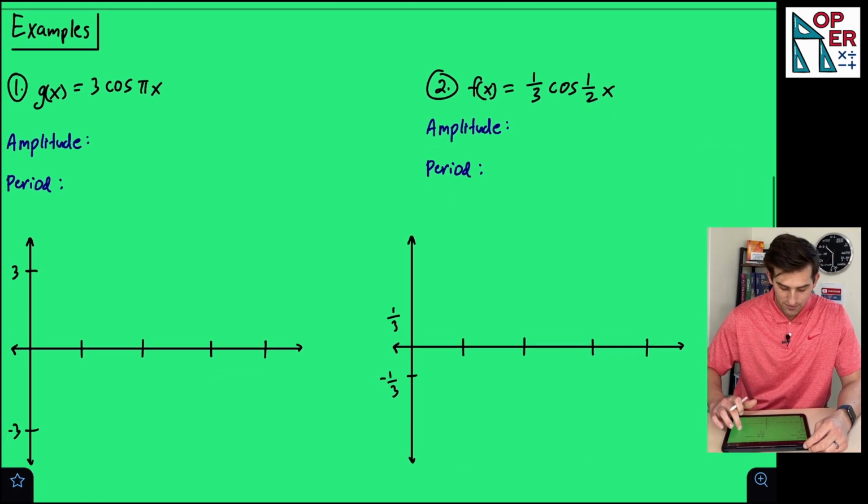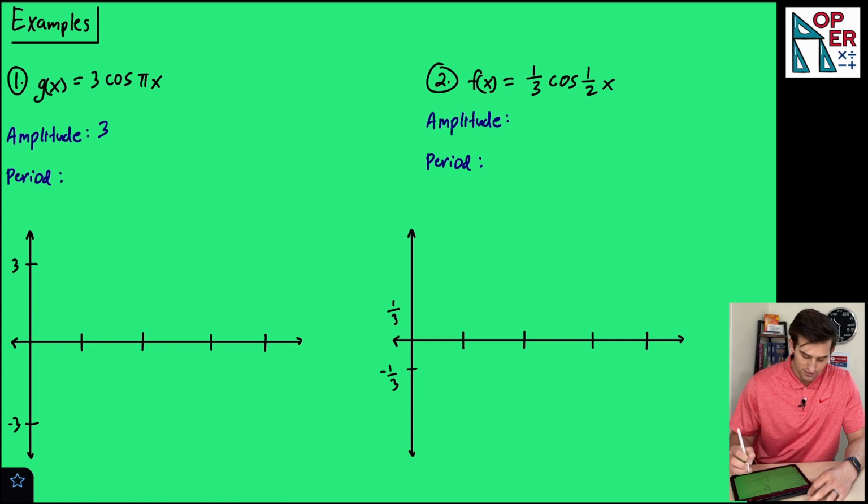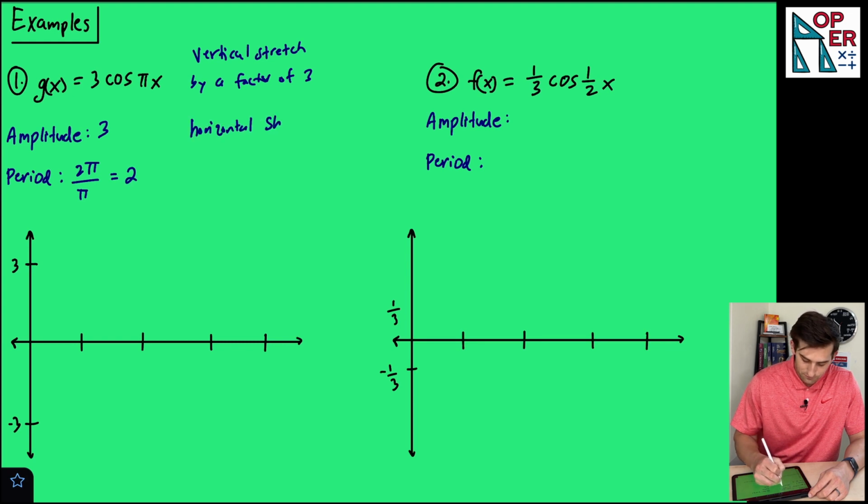So let's look at 2 examples where we graph some cosine functions. Number 1, we have g of x equals 3 cosine pi of x. So we notice that a is 3, so our amplitude is 3. That's going to give us a vertical stretch by a factor of 3, good. And now our period here, we see that b is pi. So our period is going to be 2 pi divided by the absolute value of pi, which is just 2. And our period is going to be 2. So now this tells me that we have also a horizontal shrink by a factor of 1 over pi.